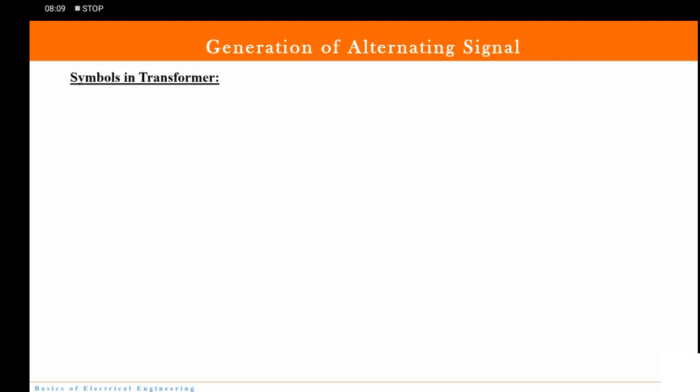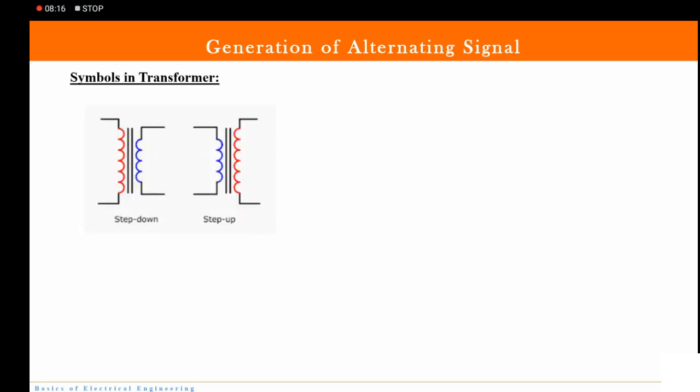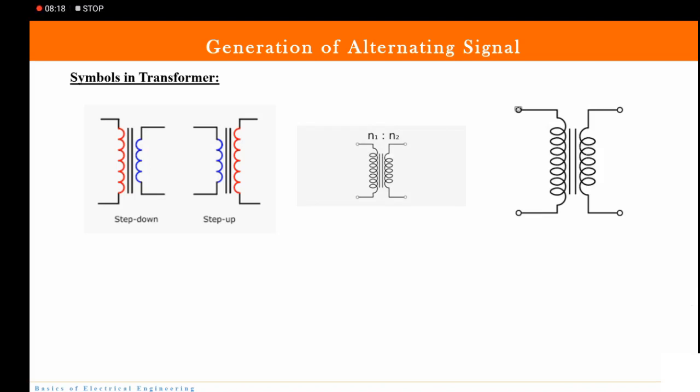So this is how the voltages are induced. Now let us talk about various symbols. Now here we have two types of transformers. One is called step up transformer and another is called step down transformer.